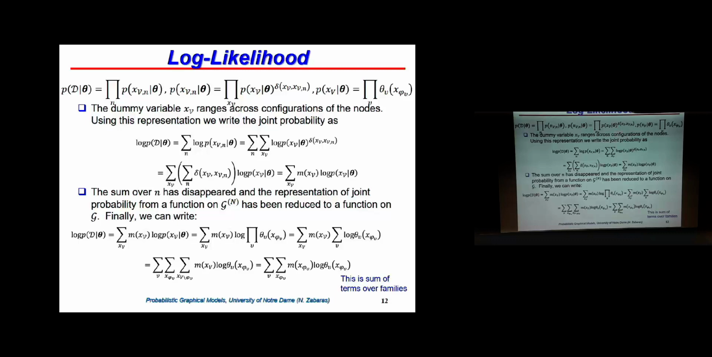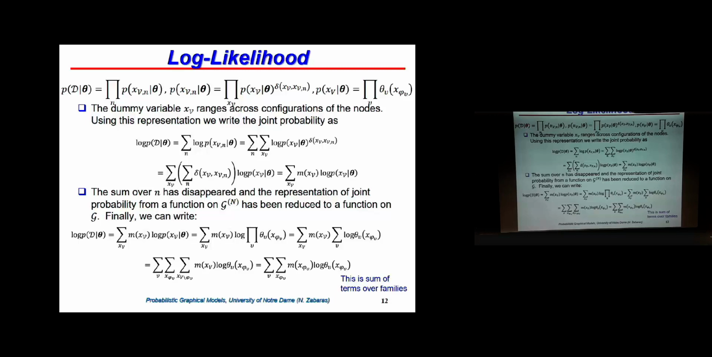Here, when we started playing, we had the probability of x_v comma n. Here there is no n anymore. The n has gone up to that delta function. So we work with the joint probability of one graphical model alone, not of the n replicas. Okay? So let's put all of this in action, and we're practically done, I think, with this slide.